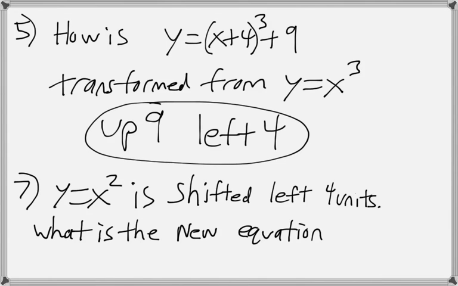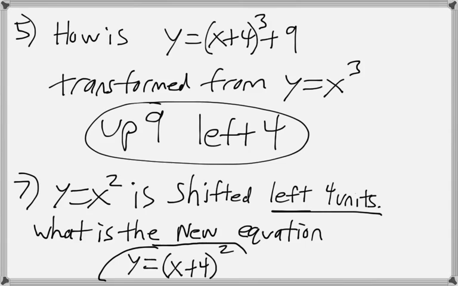With number 7, it's kind of the reverse. They're saying that we have y is equal to x squared, and they want us to shift it left 4 units. What is the new equation? So with this one, you would say y is equal to, and instead of just putting x, you want to put a parentheses with a squared, and you want to put x plus 4. Because it's left 4 units, you want to have a plus 4 on the inside of this one. So that'll be our answer.